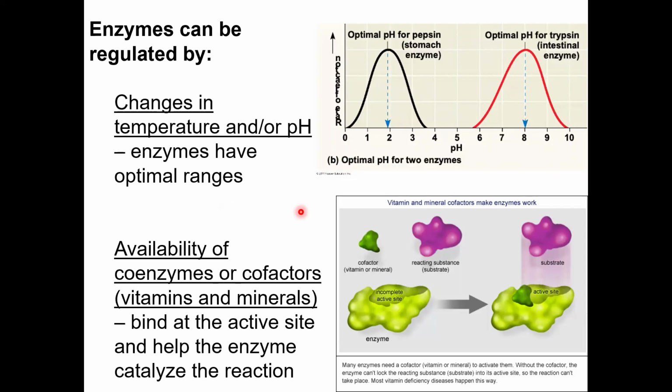Now, these enzymes can also be regulated by changes in the environment, including temperature or pH, because enzymes are a type of protein, so they love their optimal ranges. If they're not in a specific pH or temperature, they're gonna be like, why are we here? Nope, we're gonna be denatured. Goodbye. We don't want to deal with you anymore.